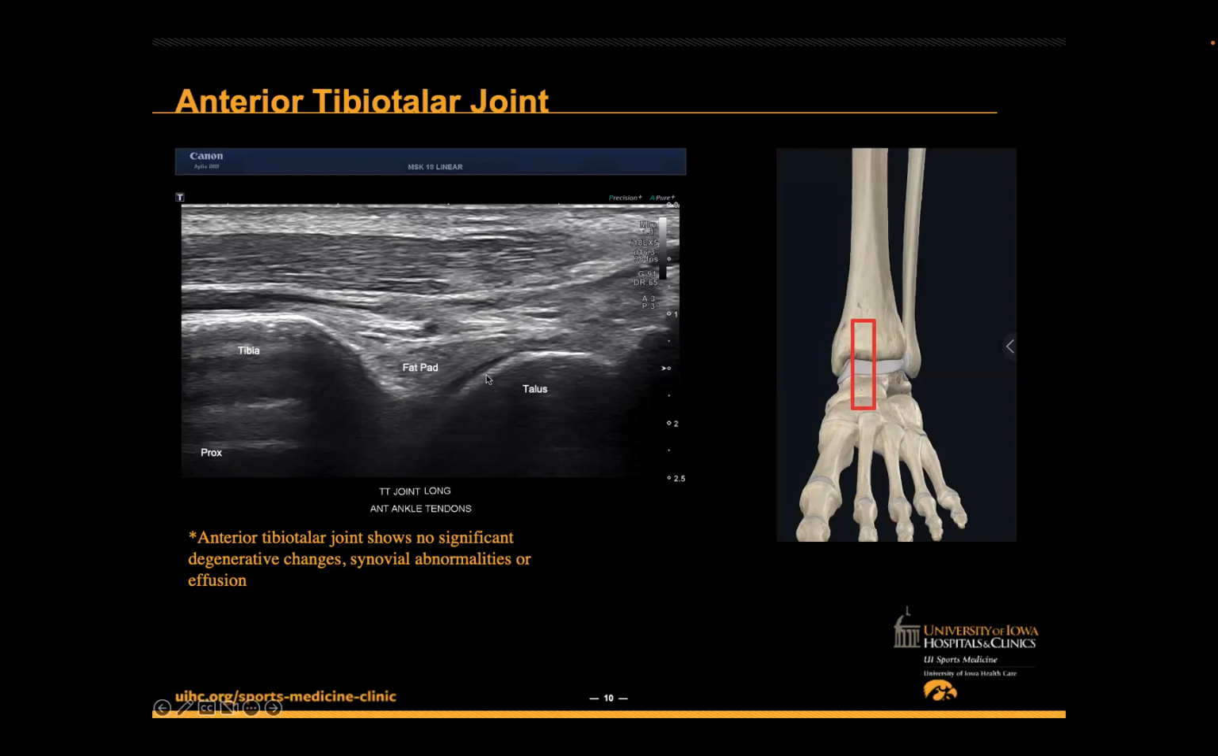If you're concerned that you may be missing something, putting the patient in a plantar flex position can help expose some of the more posterior middle part of the talar dome cartilage. But one of the caveats of ultrasound is you're not going to be able to see fully into the joint there.